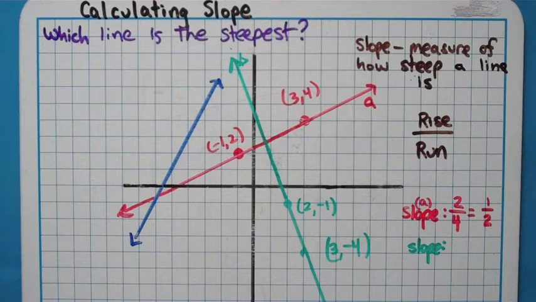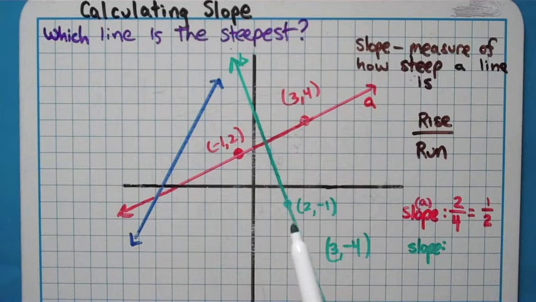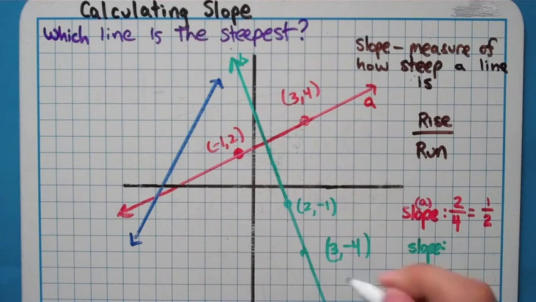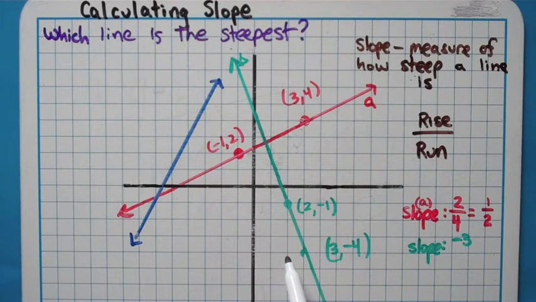So for line B, I'm going to start at my leftmost point, which is this one right there. I'm going to count first how much I go up or down. 1, 2, 3 down. Since I went down, that's -3. Then I went over, so after I go down 3, I go over 1. So it's -3 over 1, which is a slope of -3.